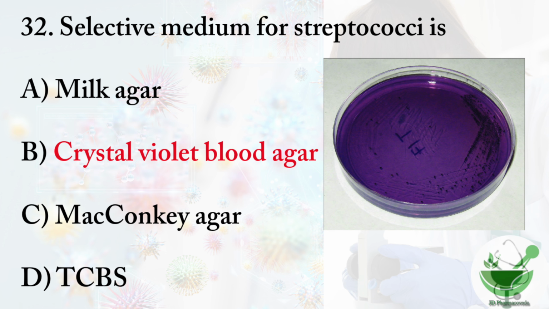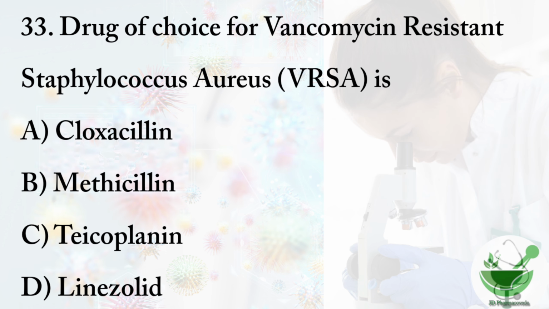Then question number 33, drug of choice for vancomycin resistant Staphylococcus aureus is. The options are option A, cloxacillin, option B, methicillin, option C, teicoplanin, and option D, linezolid. So the right option is option D, linezolid.